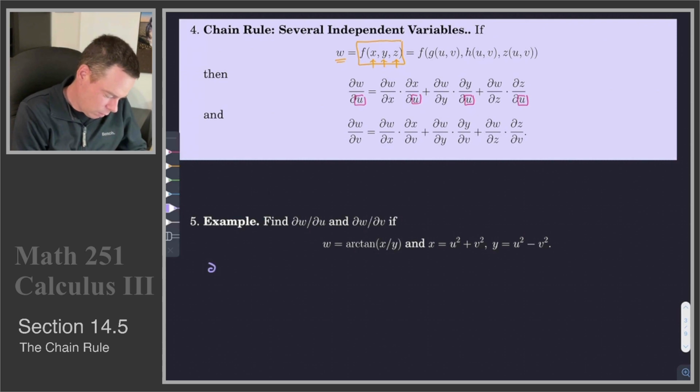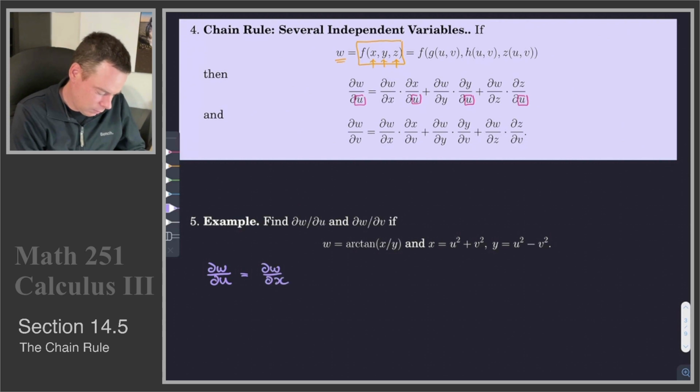So here's what we'll do. We'll take the derivative with respect to u, and we'll do it with the chain rule. So that says take the derivative of w with respect to the first variable x, and then multiply by the partial of x with respect to u. And then add to that the derivative of the outside variable w with respect to the next intermediate variable y times dy du.